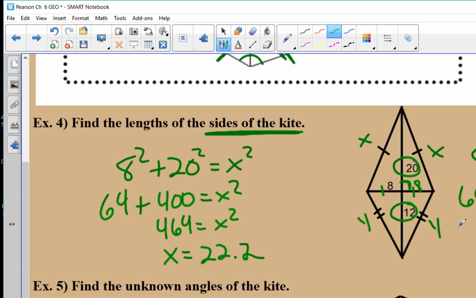Okay, so there's what your two side lengths should be for x and for y. Now this was 14.4, so this was 14.4. This was 22.2, so that's 22.2.